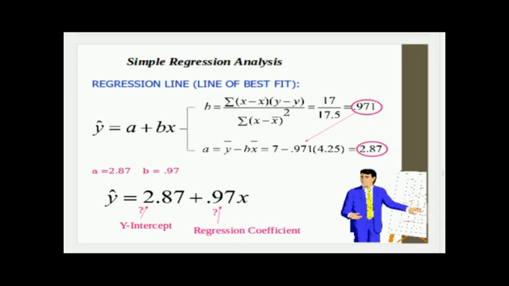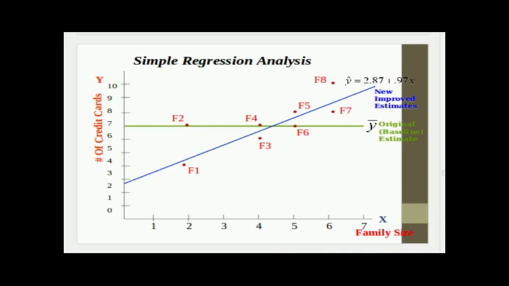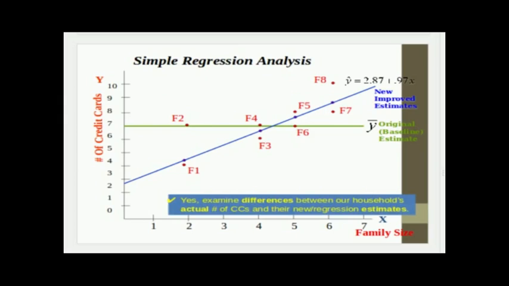Now we are able to draw a new improved estimated regression line. So next we can see the estimated regression line. Now you can examine the difference between our households' actual total number of credit cards and their new regression estimation. That is explained by the differences in family size. Further, we can improve this result by considering family income as one more independent parameter.